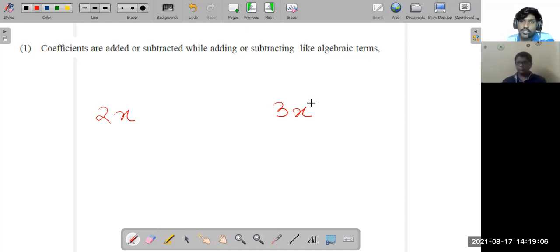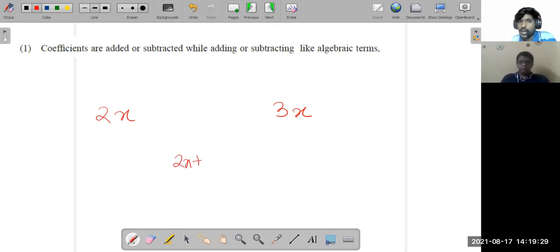Suppose this is 2x and this is 3x square, these are not like terms. For it to be like, both of them should have the same variable and the variable should have the same power. Then they will be called like terms. And like algebraic terms, you can add.